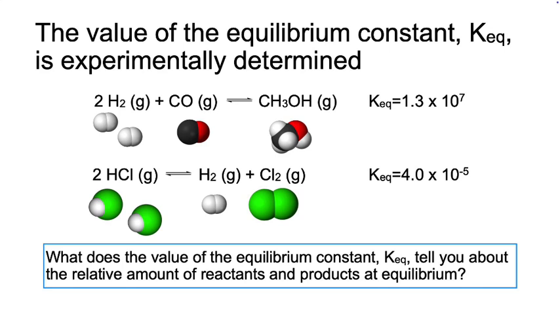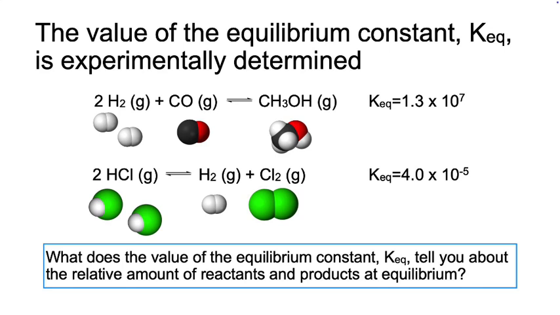So if we're looking at our equilibrium constant, it is something that has to be determined experimentally. We would determine our concentrations at equilibrium. We'd go through, we'd run our calculations. So we've got two chemical reactions shown up here. Hydrogen gas reacting with carbon monoxide to form methanol has a KEQ of 1.3 times 10 to the 7th. HCl decomposing into hydrogen gas and chlorine gas gets us an equilibrium constant of 4 times 10 to the negative 5th.